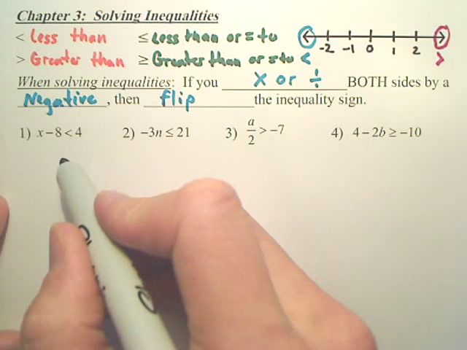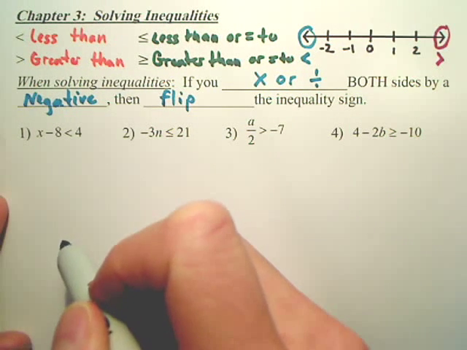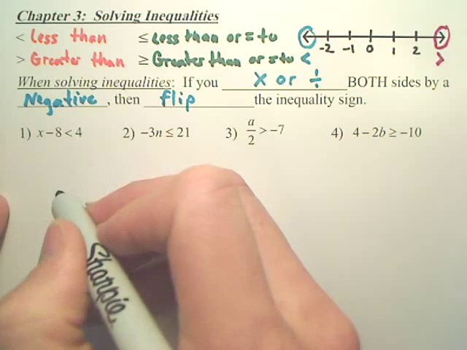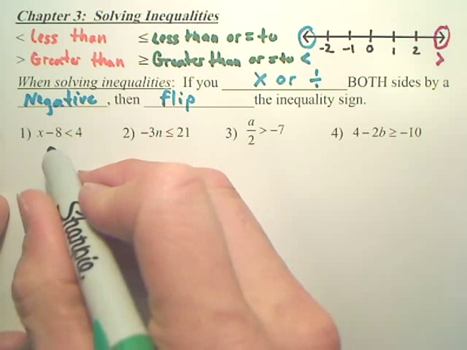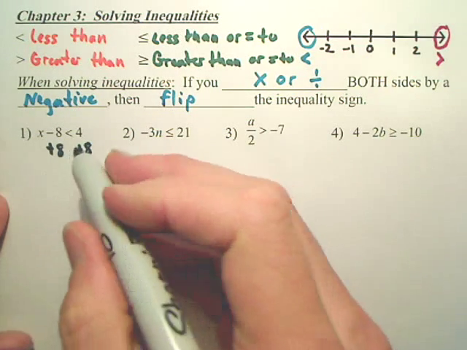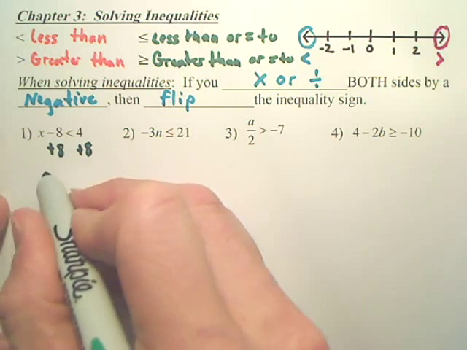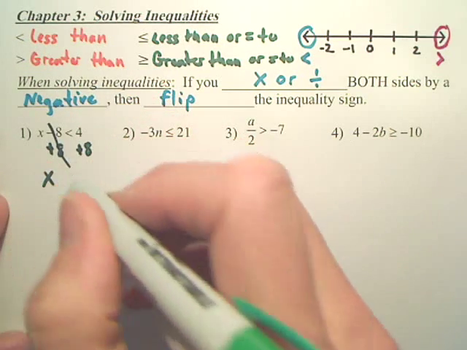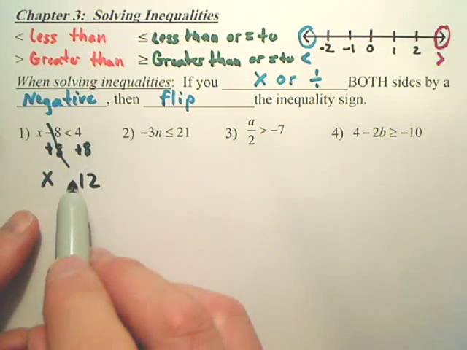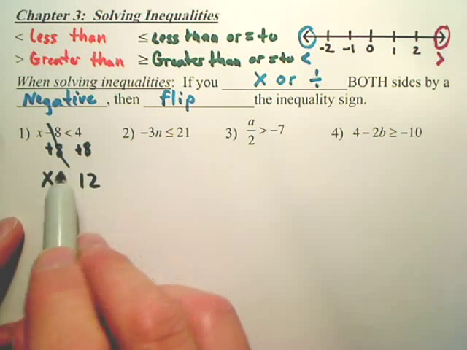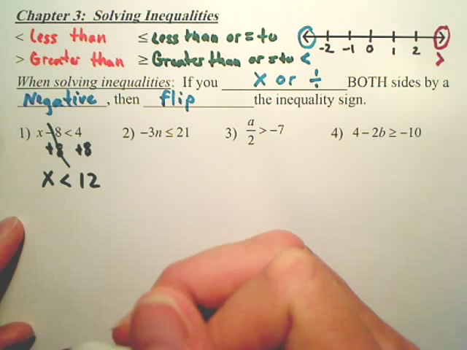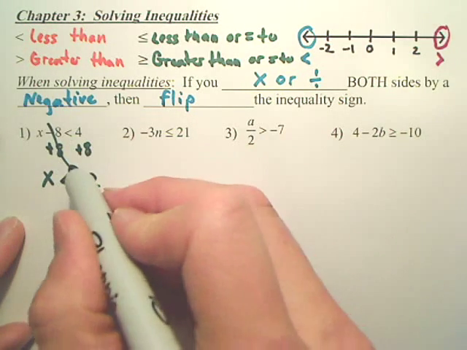So, on number 1, if I want to solve this, I treat it like an equal sign. So I want to get the x by itself. So how do I get rid of a negative 8? Well, I add 8 to both sides. When I add 8 to both sides, I now have x over here. That cancels. And I have a 12 over here. Now, did I multiply or divide a negative? No, I just added 8 to both sides. So the sign stays. There's your answer.